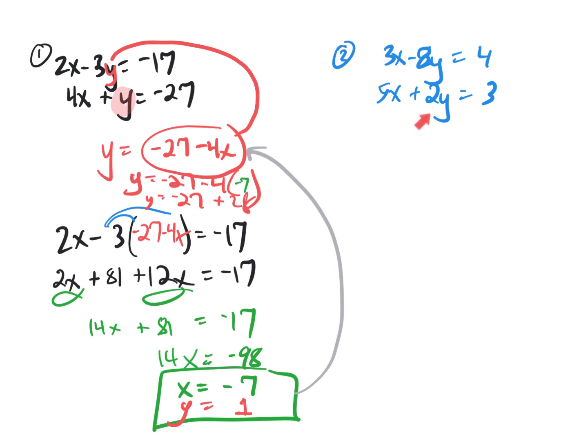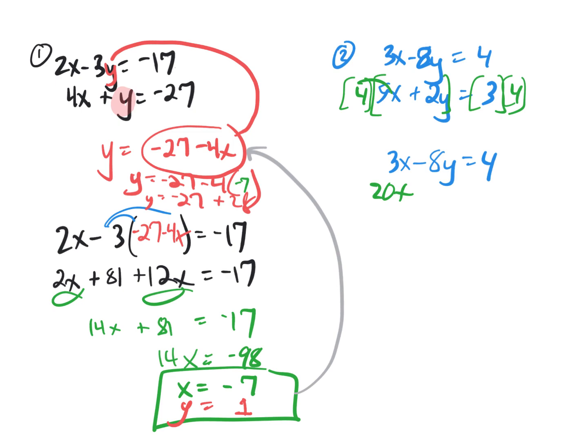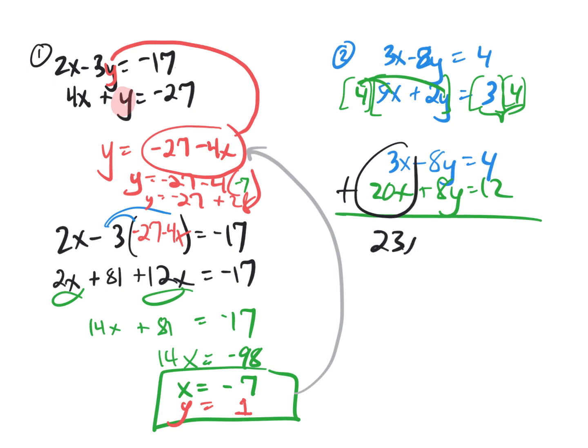This system will use the elimination method. We'll leave the top equation exactly as is, and we'll multiply the bottom equation times 4. That will give us 20x plus 8y equals 12. Alright, when we combine these, 20x and 3x is 23x, and negative 8y and positive 8y is 0. So on the other side of the equation we get 16. So x is 16/23.